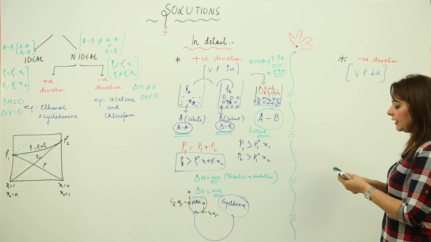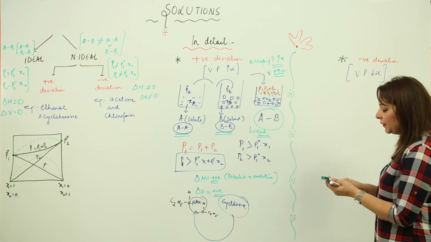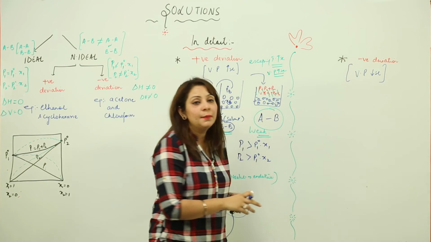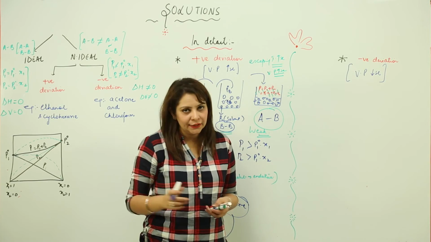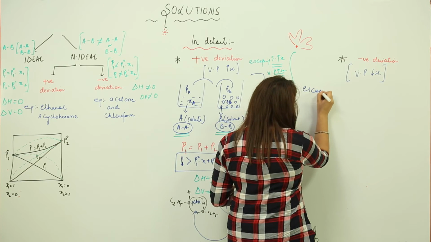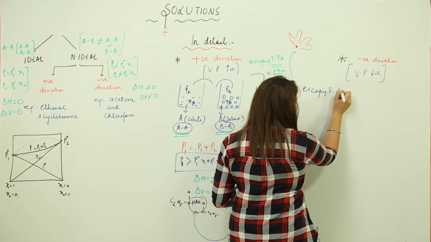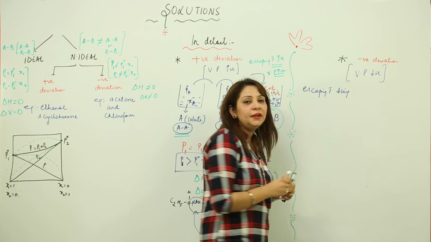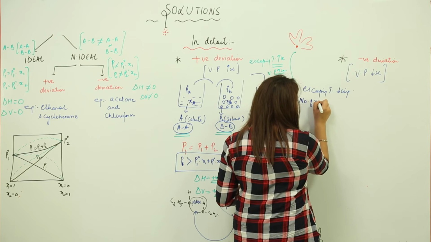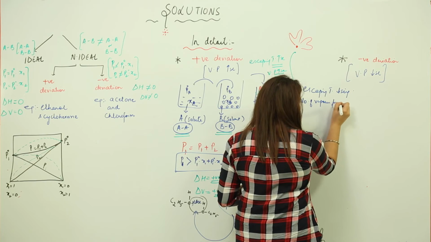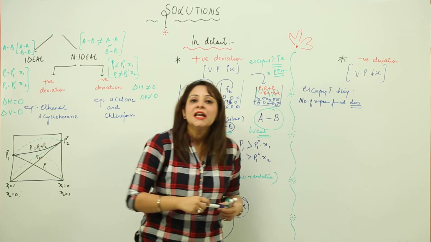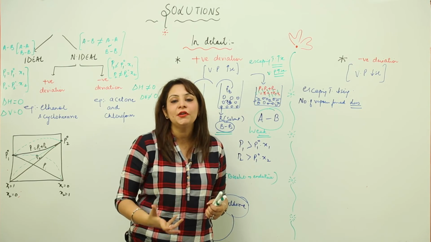Now, let us see negative deviations. What happens in negative deviation? In this, the vapor pressure is decreasing if we compare it with the ideal solution. Vapor pressure decreasing means escaping tendency is decreasing, or you can say the number of vapors formed is less. What can be the reason?